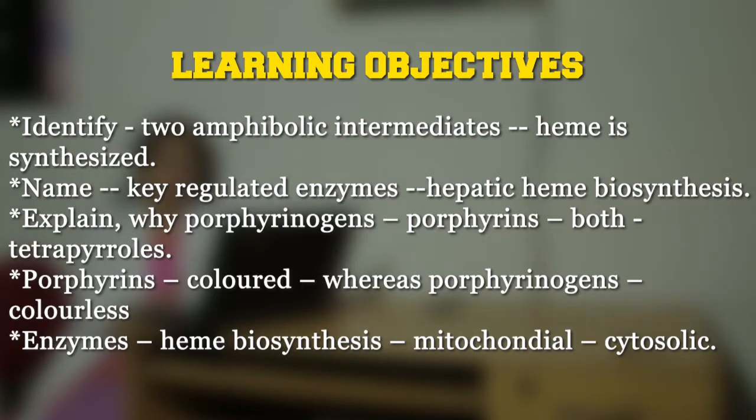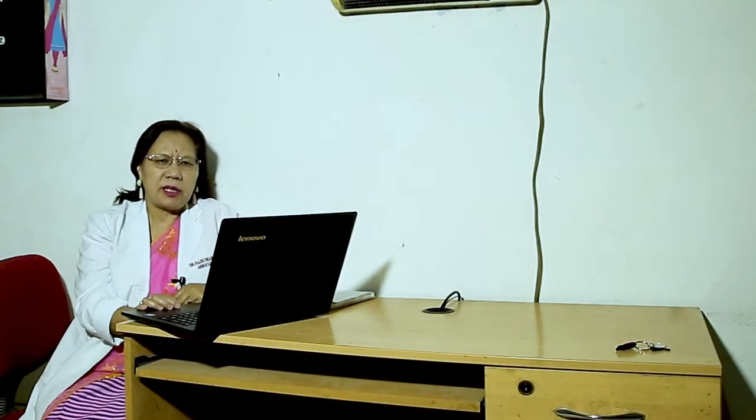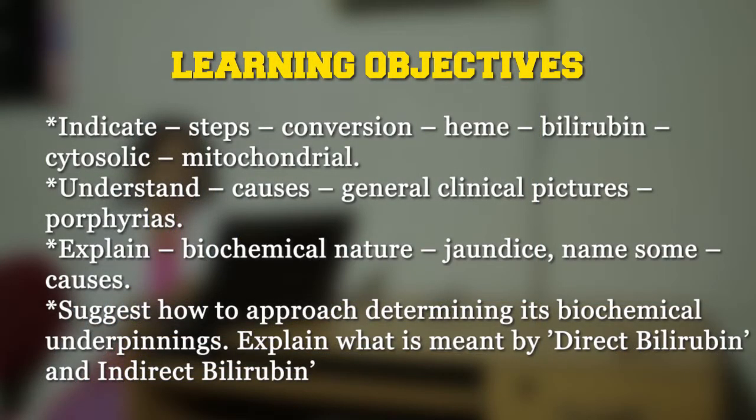Some are mitochondrial enzymes and some are cytosolic enzymes. So what are the mitochondrial heme synthesis enzymes and what are the cytosolic heme synthesis enzymes? Everyone should know at the end of this session. Everyone should be able to indicate the steps of conversion of heme to bilirubin in the cytoplasm as well as the steps in the mitochondria. And everyone should be able to understand the clinical presentation and the mechanism of different porphyrias.